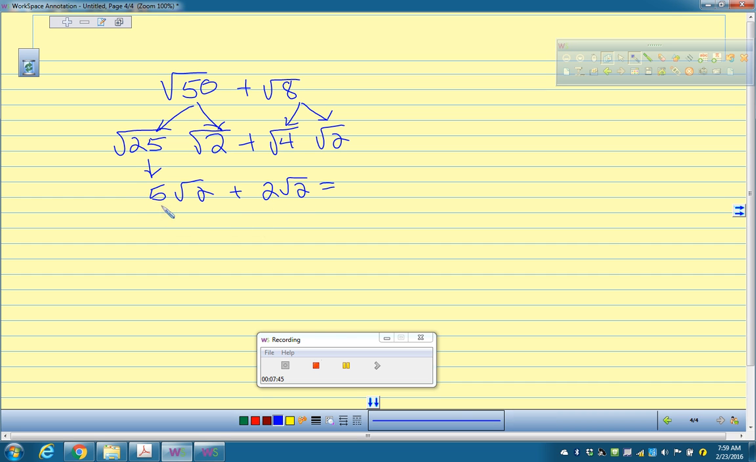Okay, so what's 5 root of 2 plus 2 root of 2? How many root of 2's do I have? 7 root of 2. So do you get that? They won't always simplify like that, but a lot of times you have the same thing in the radical that's being hidden.